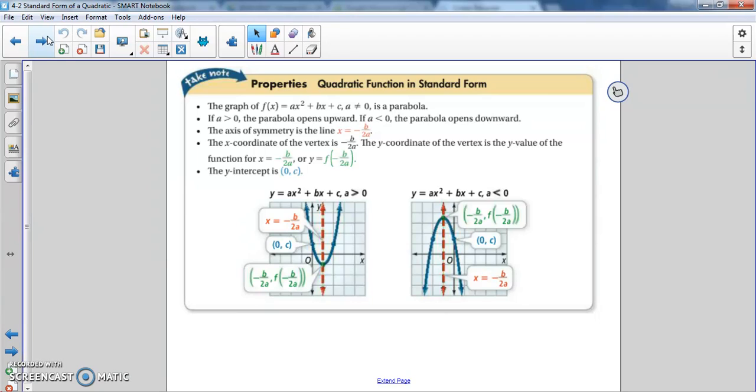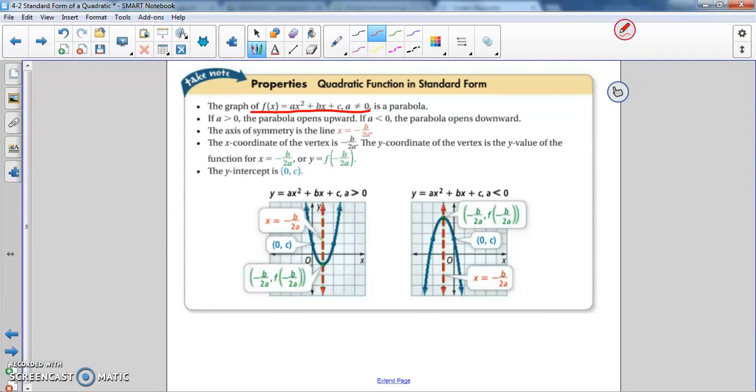So, our properties of quadratic functions in standard form. The graph of f(x) = ax² + bx + c, where a is not equal to 0, is a parabola. So this is the standard form of a quadratic. If a is greater than 0, the parabola still opens upward. And if a is less than 0, or negative, the parabola still opens downward.